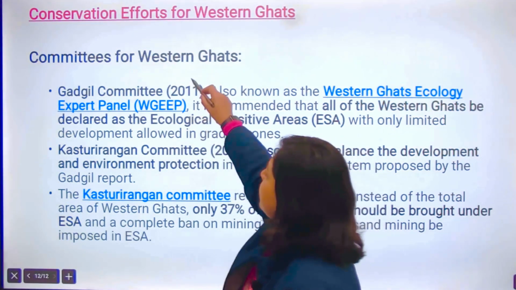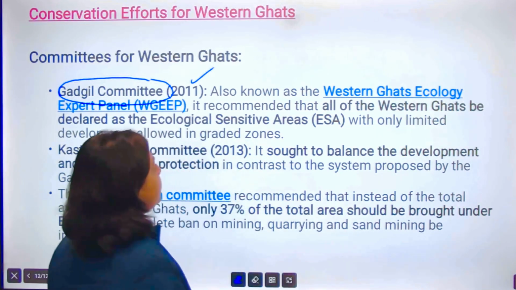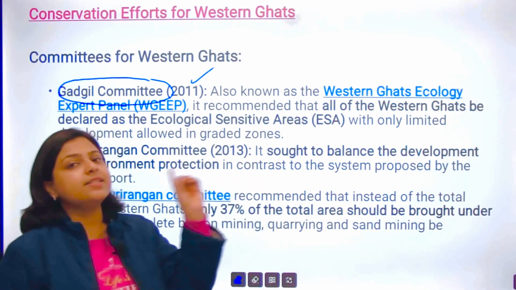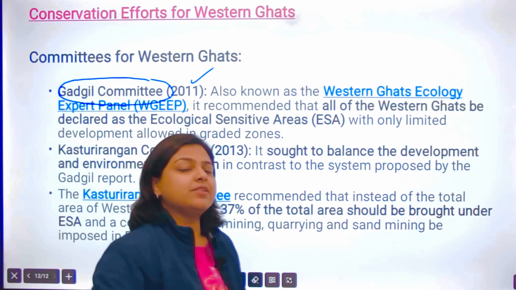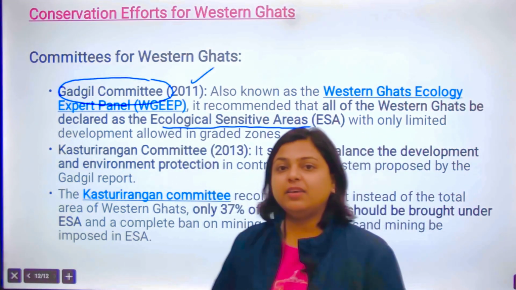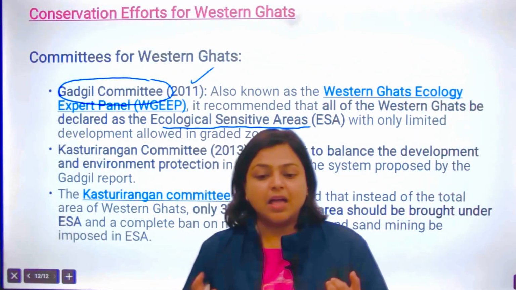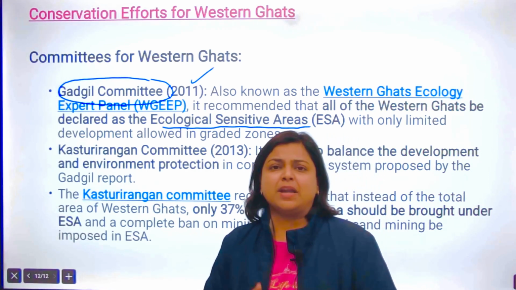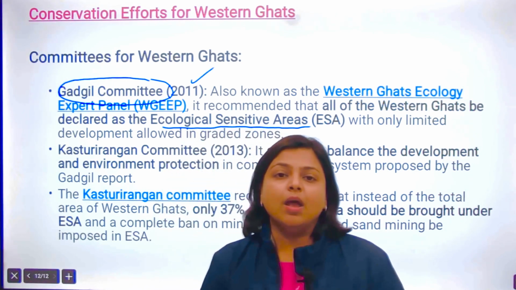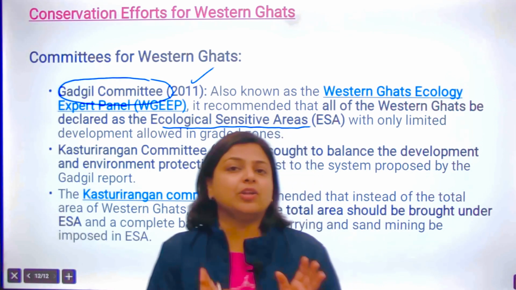In 2011, the Gadgil Committee was set up. This committee was named the Western Ghats Ecological Expert Panel. And what did this committee say? That the whole of the Western Ghats should be declared as an ecologically sensitive area (ESA). If a particular place is declared an ecologically sensitive area, construction activities, encroachment, plantation, mineral exploration will not be possible. And obviously these things will also hamper the economic development of the particular state.